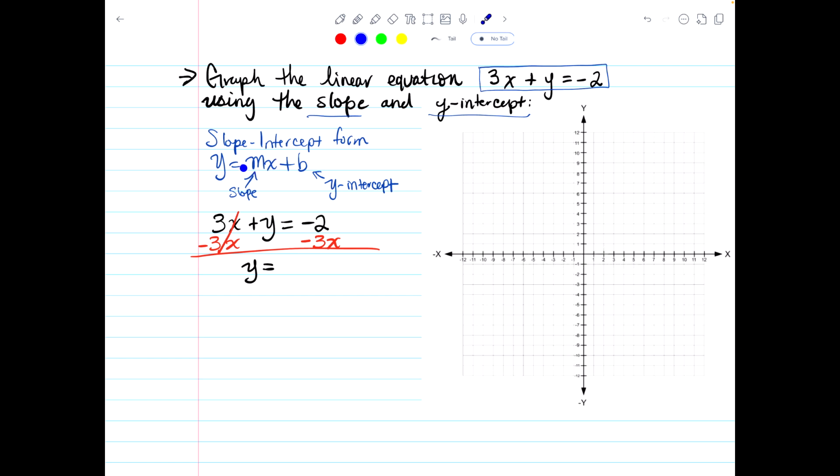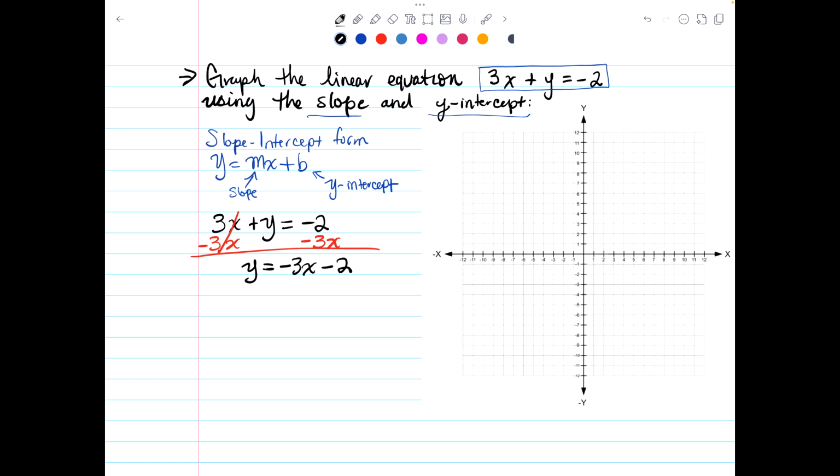Remember also that we need the equation to be in this format. I want my slope and x first and then b. So I want whatever is with x first and then b, and I'm going to write them in that order. So we have -3x minus 2.